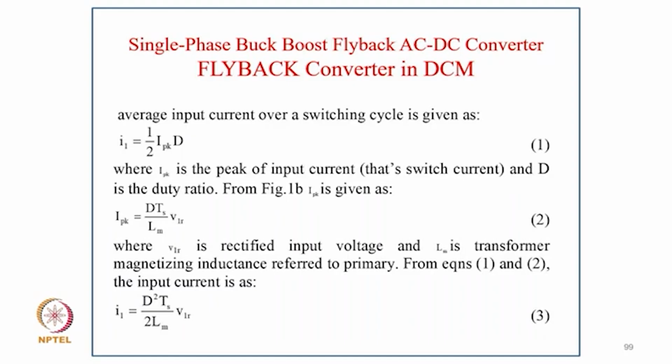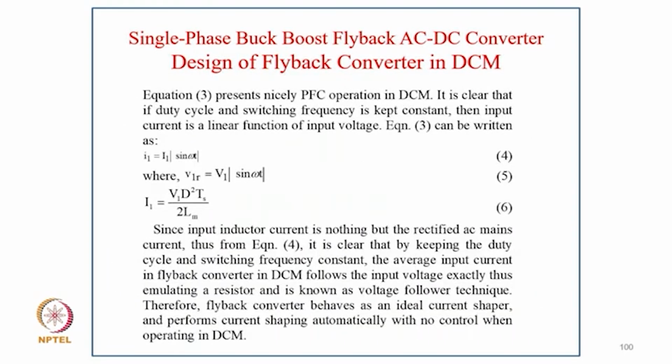So from these equations we get I1 equal to d square Ts upon 2 Lm V1R. In this case you can find that for a given duty cycle and output voltage, the frequency is fixed, Ts is fixed, for the transformer Lm is fixed, and duty for an operating condition D is fixed, and then this rectified voltage also follows the input current line. So in this case the equations represent nicely PFC operation in DCM, and it is clear that the duty cycle and switching frequency are kept constant. Then the input current is a linear function of input voltage, which can be written as I1 equal to capital I1 sin omega t, where V1 sin omega t, so I1 becomes V1 d square Ts upon 2 Lm.